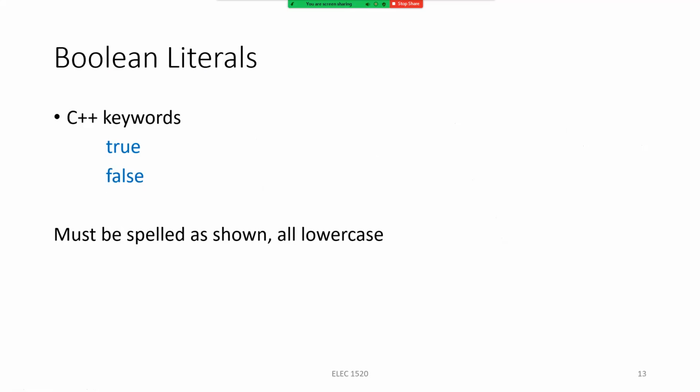Boolean literals are C++ keywords, and they can only have two values, true or false. They have to be spelled as shown, all lowercase.